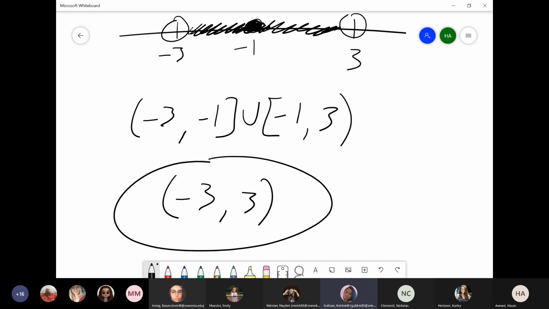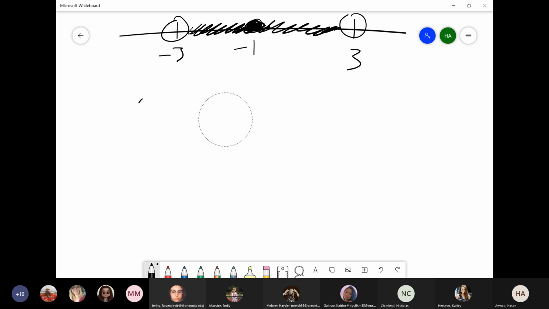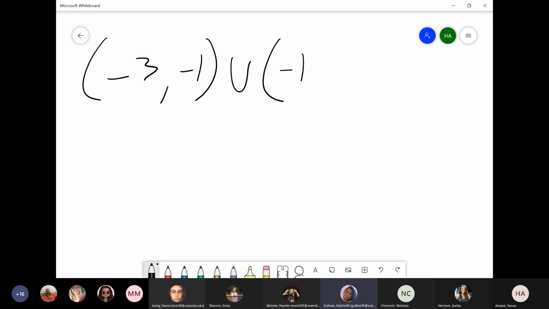Yes. Okay, good. So one more question regarding this. Can we do the same thing if the interval were slightly different? So that was the interval from -3 to -1, including -1, union with -1 also included to 3, right? If we instead had this interval, from -3 to -1, union with -1 to 3, can we do the same thing? Or do we need the U? Do we need the union?